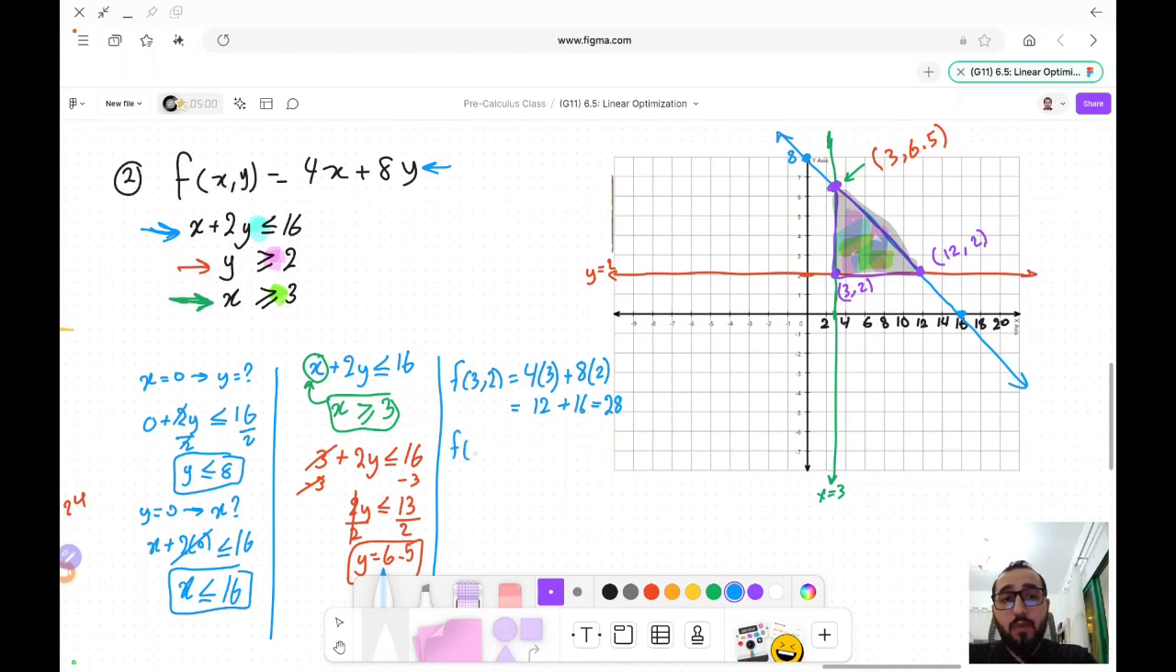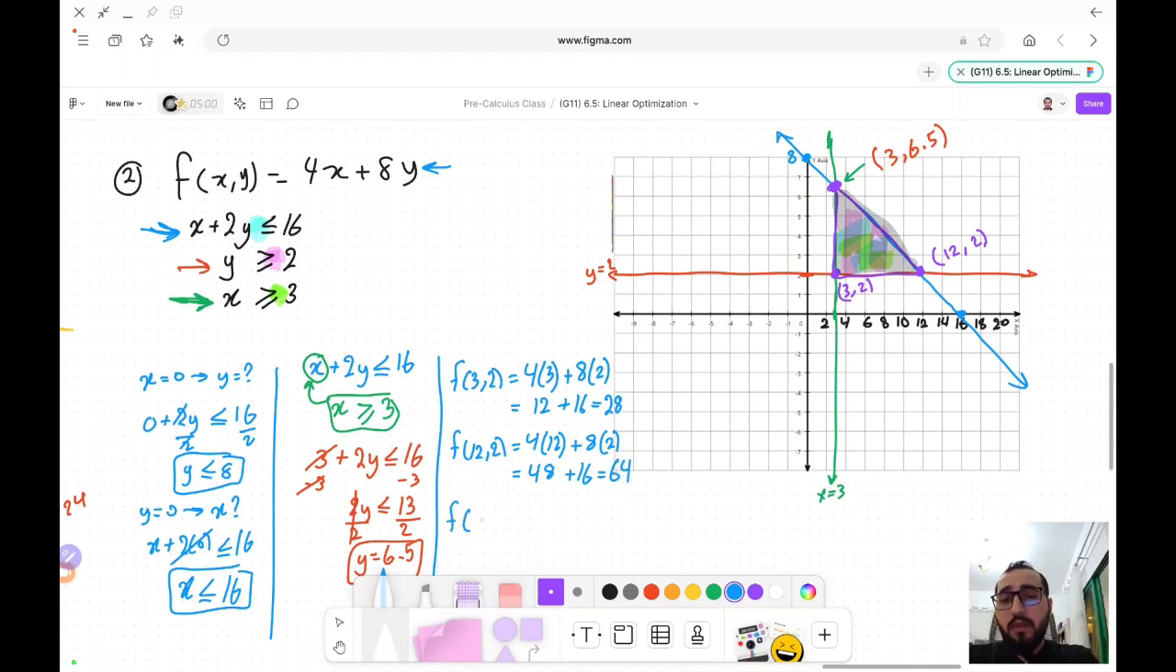Now let's find the second point, 12 and 2. 4 times 12 plus 8 times 2. 4 times 12 is equal to 48 plus 16, which is 64.